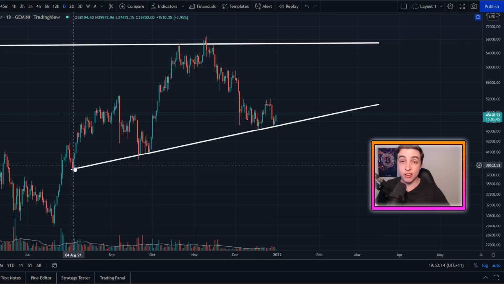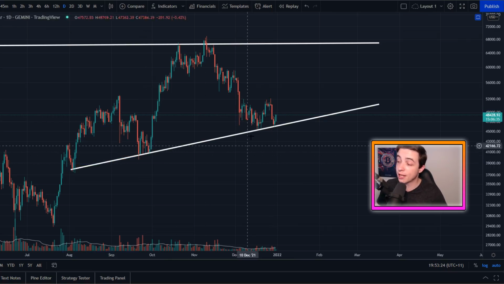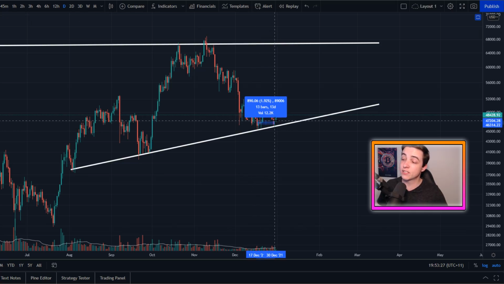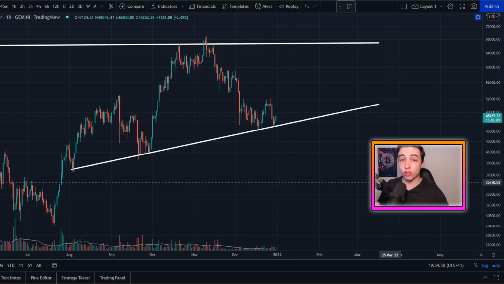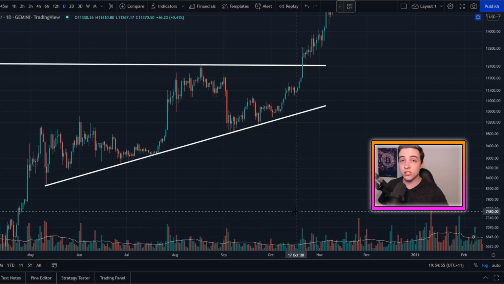And also, if you're just measuring out the amount of time that it took Bitcoin to form this left shoulder, that was nearly 2 entire months. And so far on the right shoulder, we've been forming this for barely 2 weeks. So instead of a head and shoulders pattern, what this reminds me of was this Bitcoin price action that we saw towards the end of 2020.